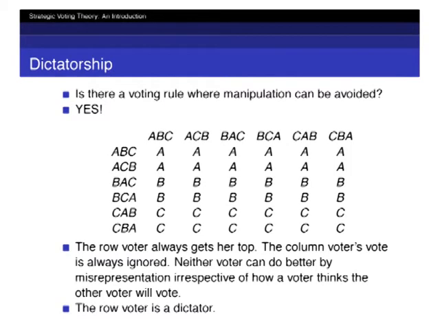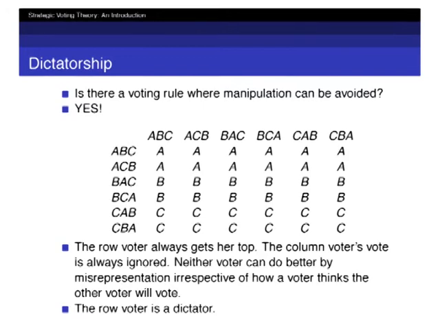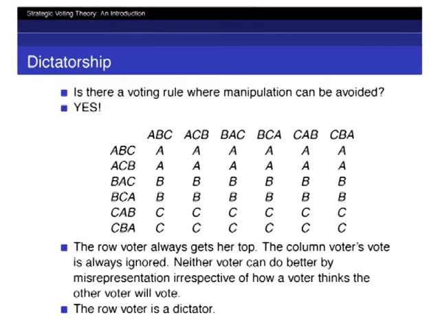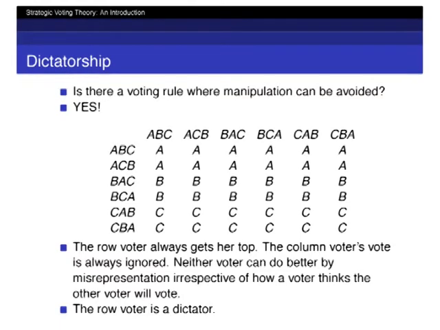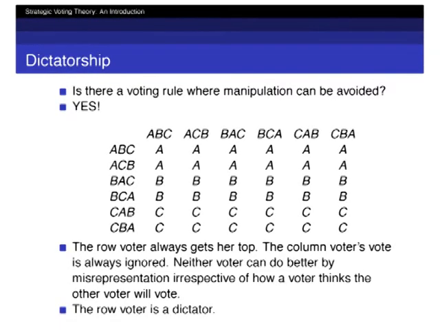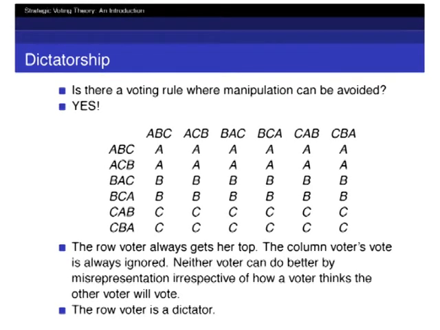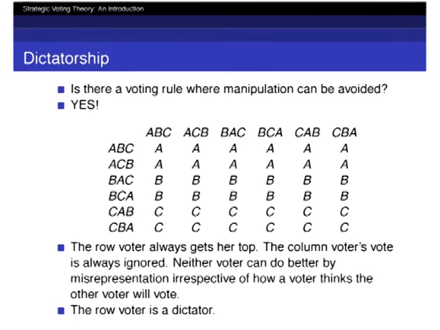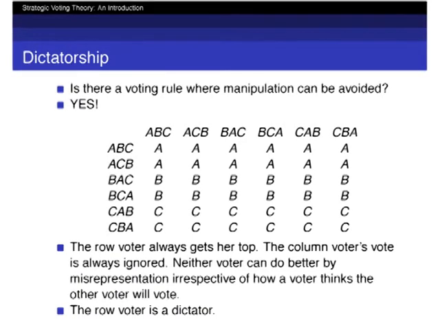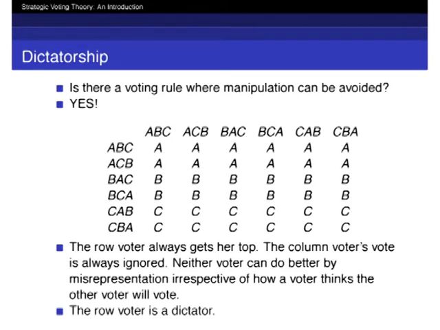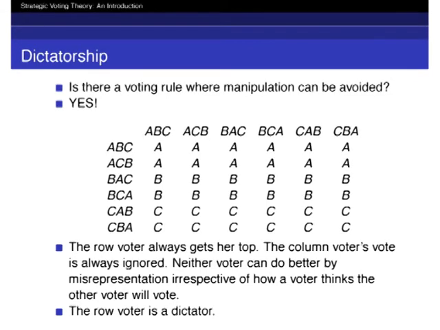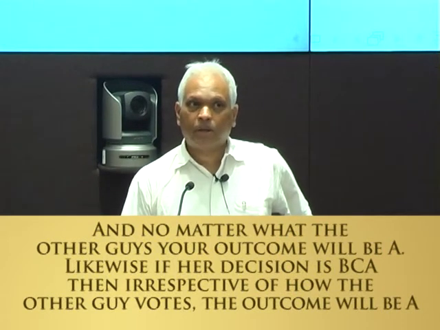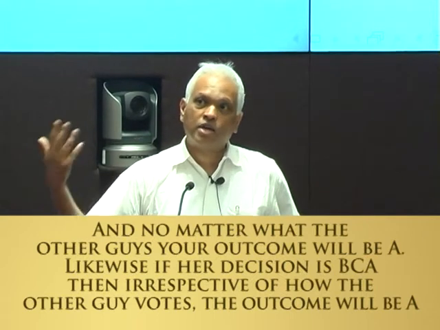And so there is good news that yes, there is one. But this is not perhaps a very good one. This is called dictatorship. Dictatorship says, well, we pick a guy. Let's say we pick the row voter. And we say, look, whatever your best outcome is, whatever your best candidate is, that's going to be the outcome. So if her opinion is ABC, then A is her best, and no matter what the other guy says, her outcome will be A.